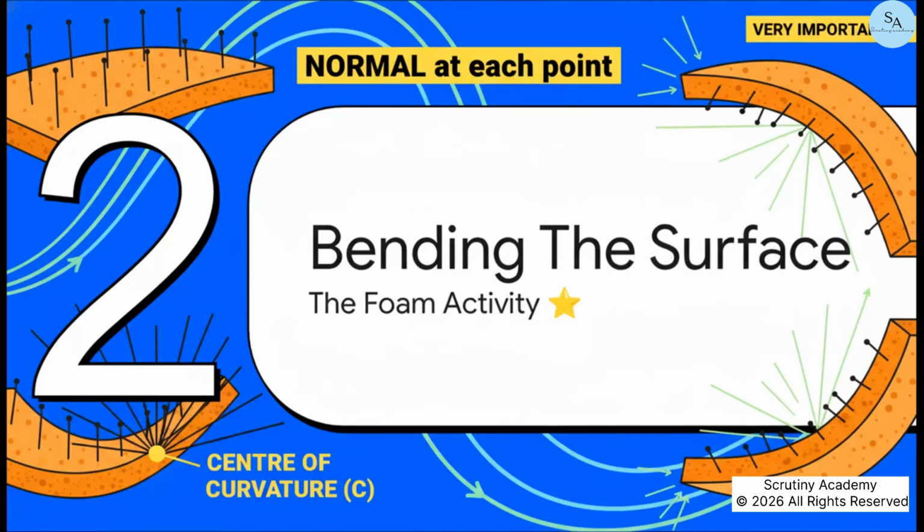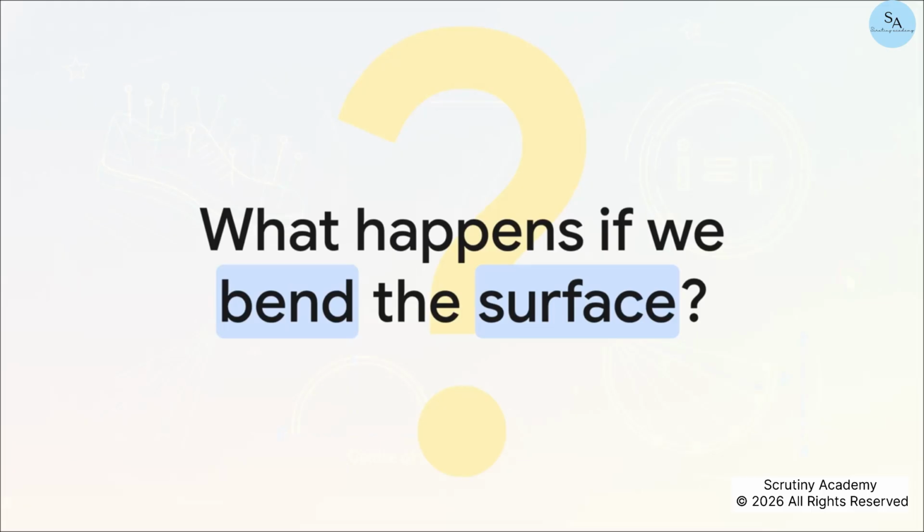So this is where it gets really interesting. What happens when we stop thinking flat and we start thinking curved? You know, just like the concave and convex mirrors you're studying. Let's imagine our flat surface is actually a piece of foam, and it's got all those parallel pins stuck in it. So let's ask a question here. If we take that piece of foam and we start to bend it, what do you think is going to happen to all our little pins, which, remember, are our normals? Are they going to stay parallel?